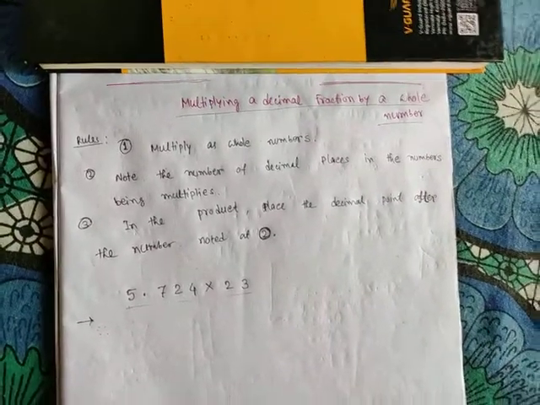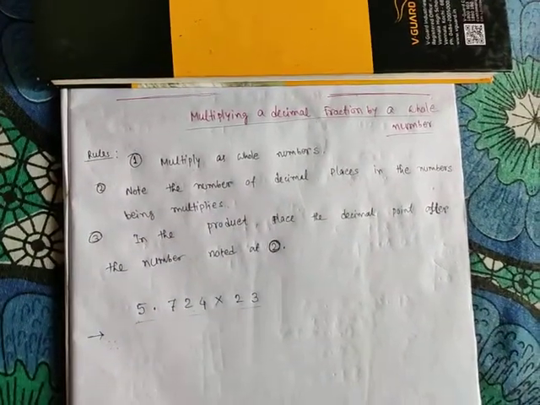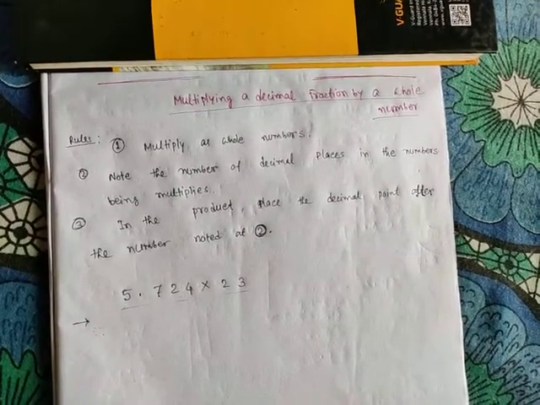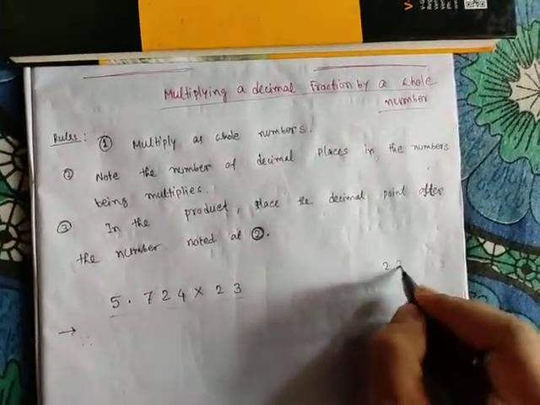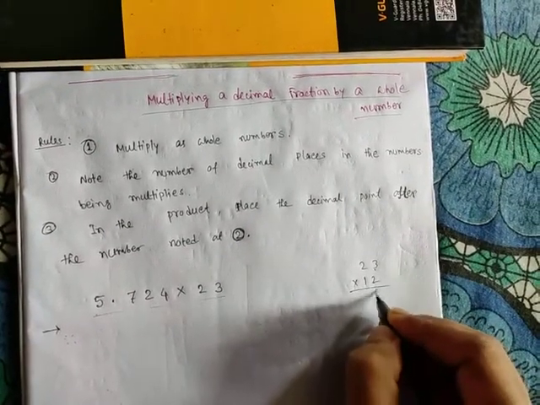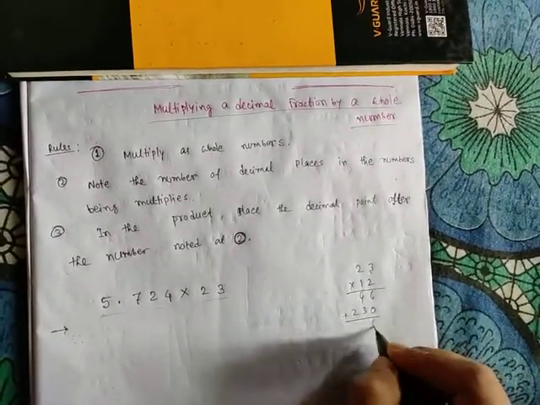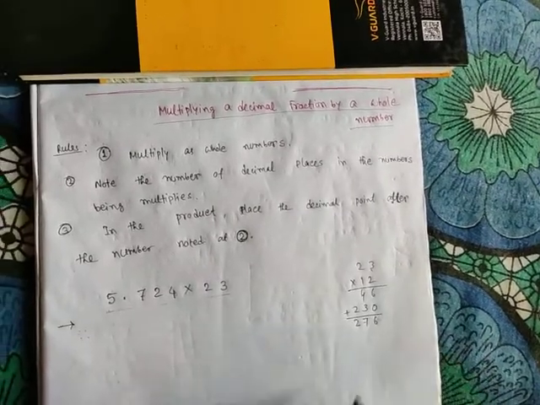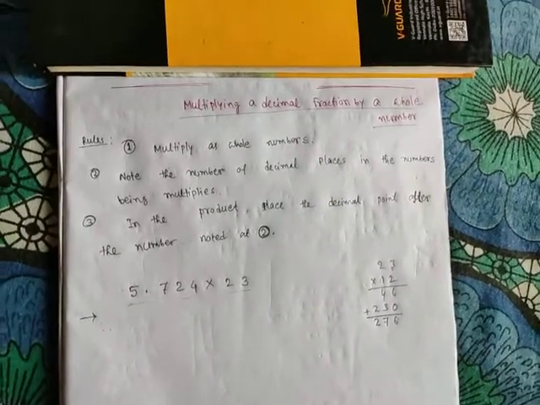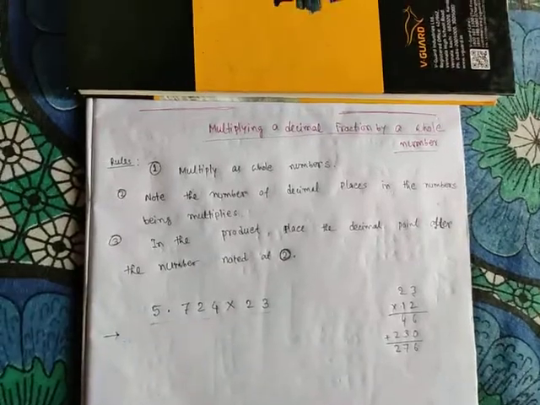Now come to the first rule: multiply as whole numbers. You know how we can do multiplication between whole numbers, like 23 into 12. So do the multiplication. 23 times 12 gives 46 plus 230, which is 276. So this is the multiplication between whole numbers. Similarly here, first multiply as whole numbers.